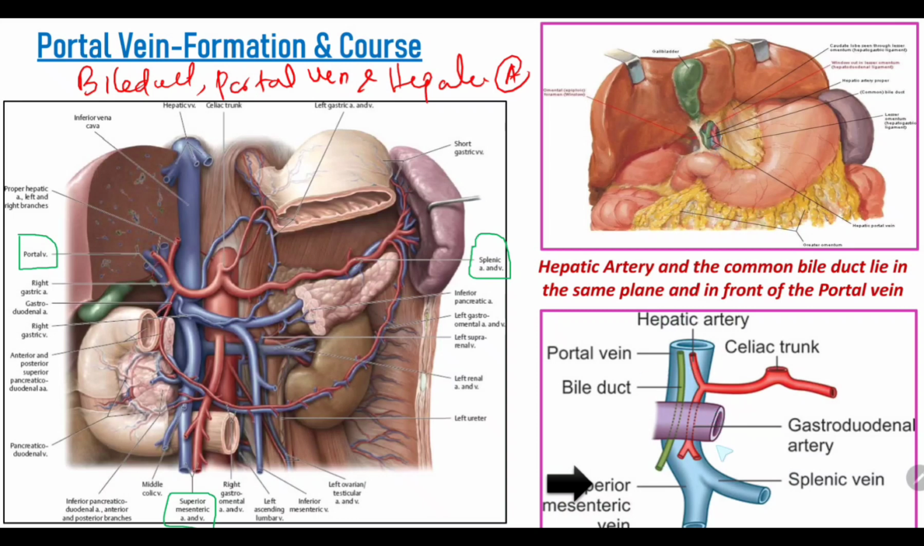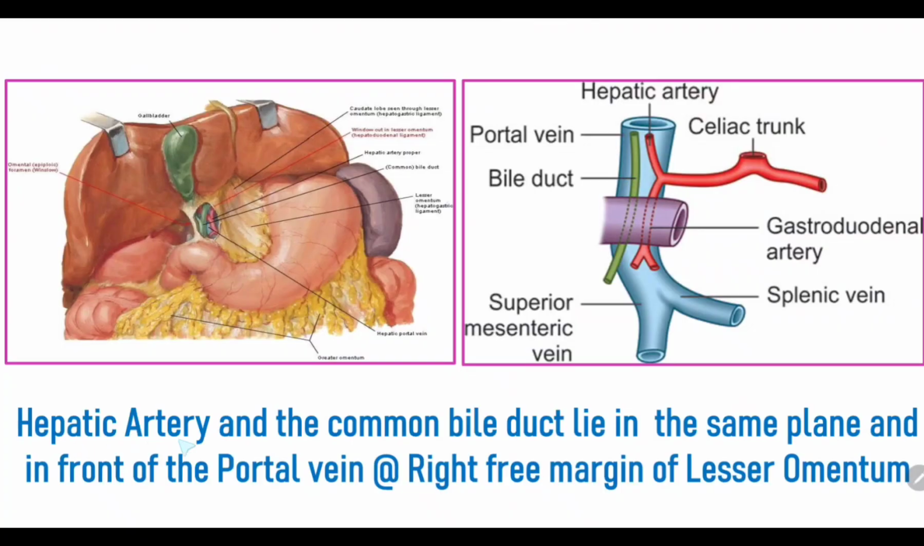Again remember these important relations, how it is related. We have the portal vein behind. In front of the portal vein we have the bile duct and the hepatic artery. Hepatic artery and bile duct lie in front of the portal vein. That is how the structures are present inside the right free margin of lesser omentum. The hepatic artery and the common bile duct lie in the same plane in front of the portal vein, at the right free margin of lesser omentum.